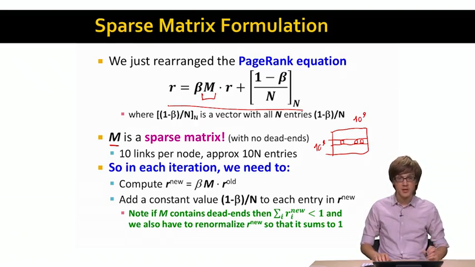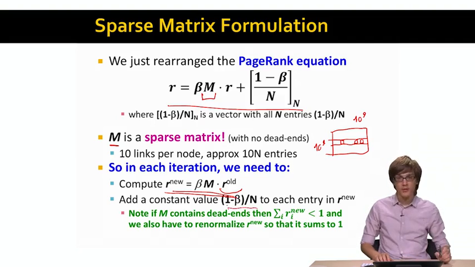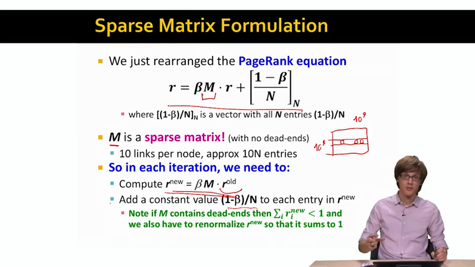So in every iteration of our PageRank equation, basically all we need to compute is the product of our matrix M with our old rank vector, and then add a constant value to every rank score just because of the random jumps. Of course, here I was assuming that our graph M has no dead ends. If our graph has dead ends, this means the vector R won't sum to 1. So after everything is done, we will have to expand it back to normalize to 1. I'll talk about this a bit more in the next few slides.